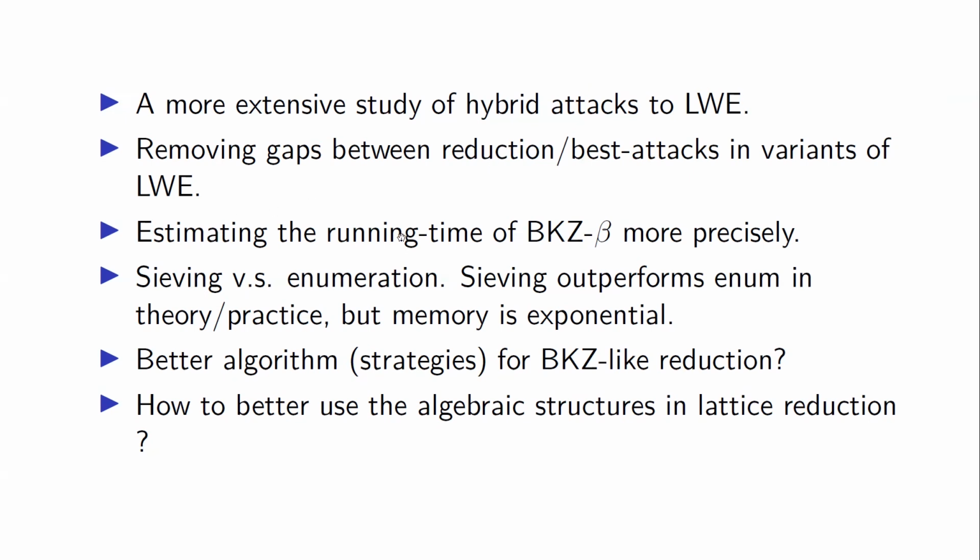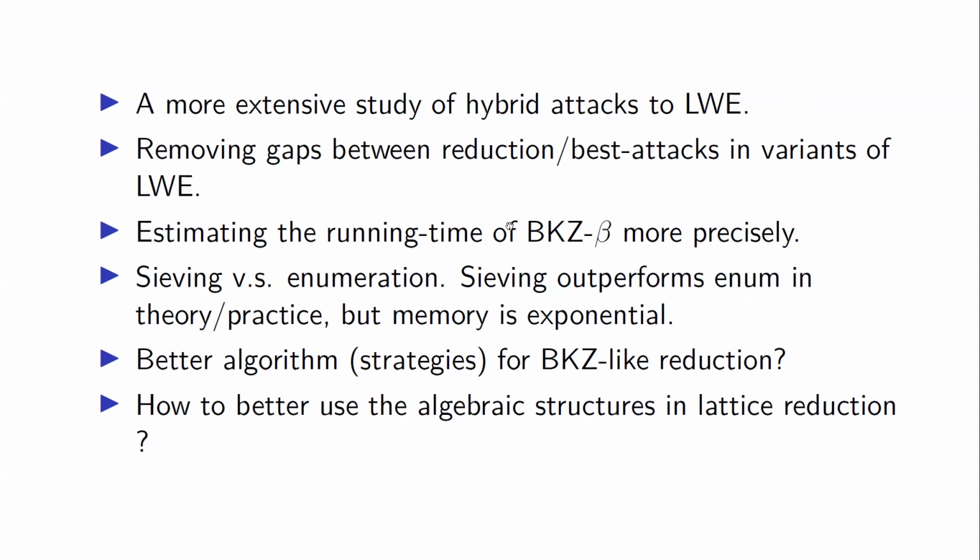Also, the running time of BKZ-beta, for the moment, is estimated using the so-called SVP core model, which is the one that I mentioned earlier. In order to solve SVP-beta, we just take its running time to be the same as solving SVP1 in the lattice of dimension beta, but that's just a very crude, coarse lower bound estimate. So we want to estimate this time more precisely.